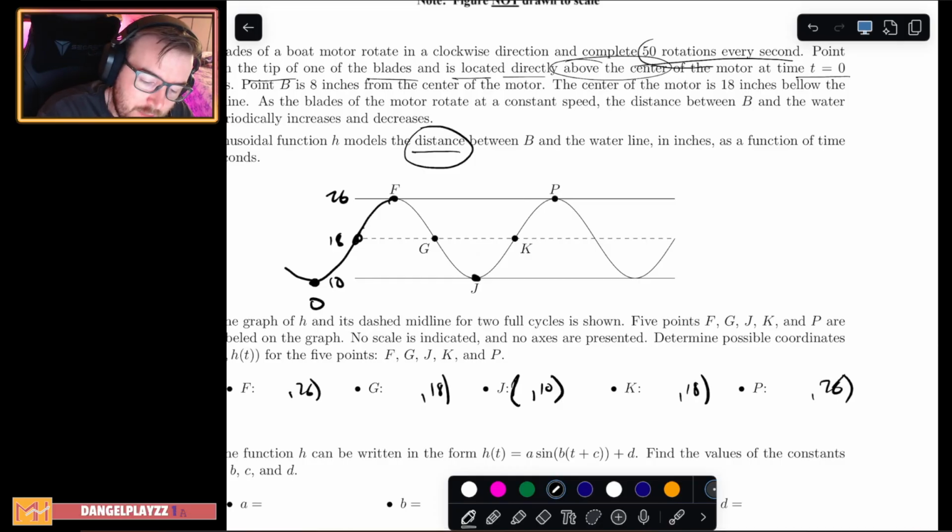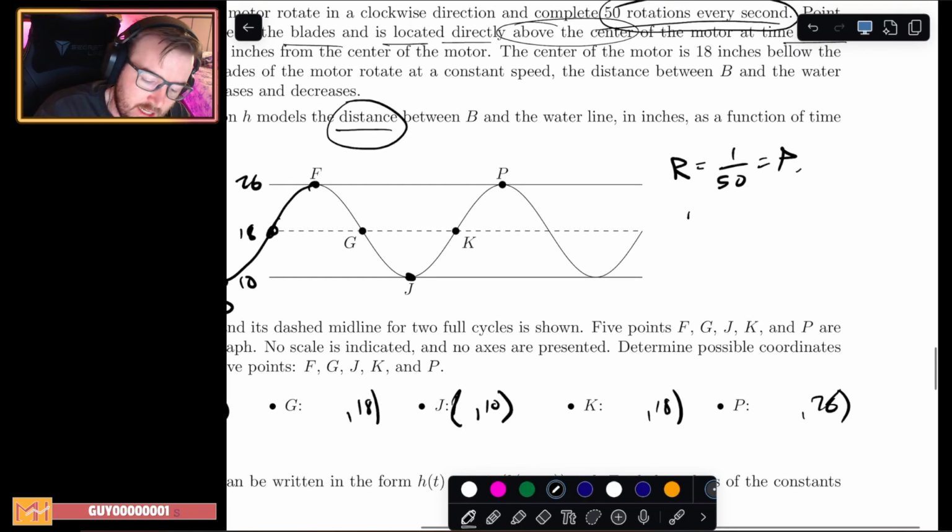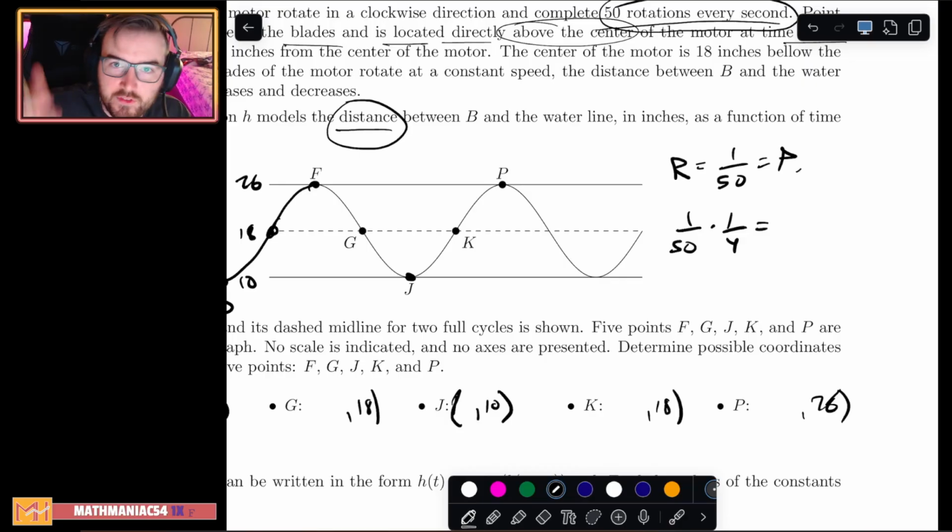So 50 rotations every second, 50 complete rotations in one singular second, we go around 50 times. That means one singular rotation is simply a 50th of a second. So this is our period. We complete one rotation of the motor in a 50th of a second. Then we need to take that 50th and split it into fourths so that we know how to step upwards.